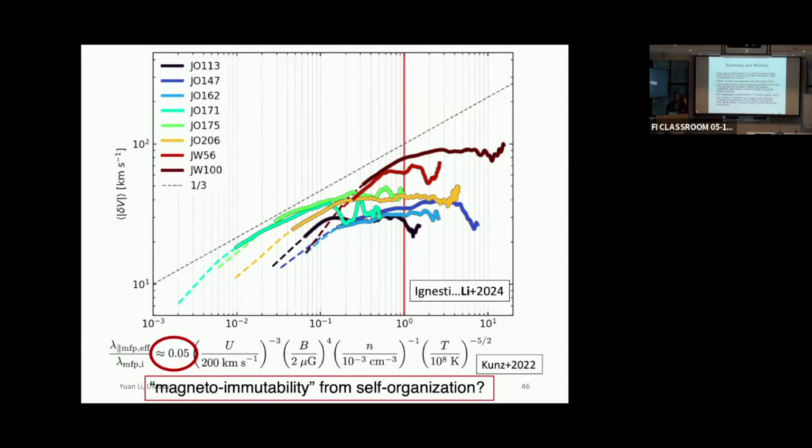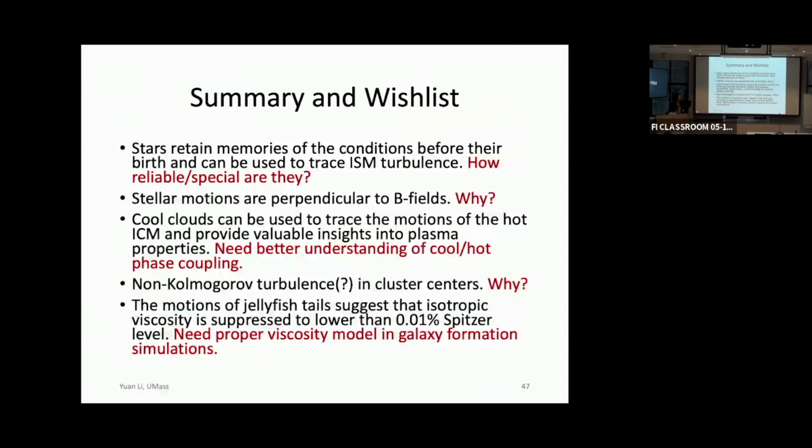Okay, so here is my summary and wish list. Black is summary, red is my wish list, okay? Take notes, theorists. First, I think we've shown that stars retain some memories of the conditions before their birth, and they can be used to trace some turbulence. But I still don't know how reliable they are as a tracer and how special they are as a tracer. And we found stellar motions are perpendicular to the local field lines. We have no idea why, so help us.